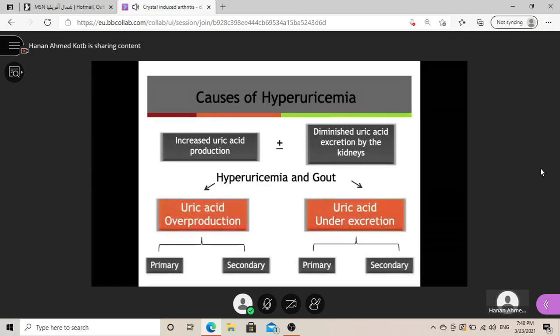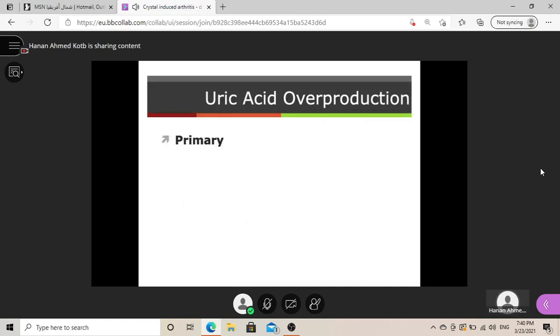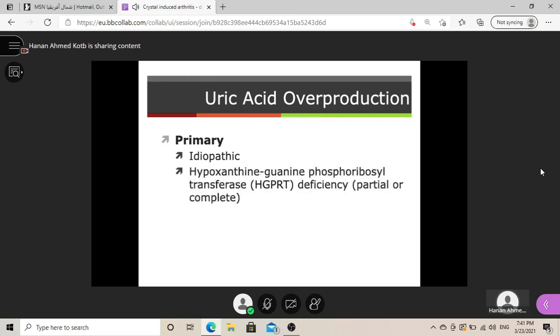If we need to classify hyperuricemia or gout according to the mechanism of pathogenesis, our patients could be classified into uric acid overproducers or uric acid under-excretors. We usually have primary and secondary causes. So when we look at the etiology of uric acid overproduction, for primary factors, at first we find that it is idiopathic. Other causes are mainly enzymatic.